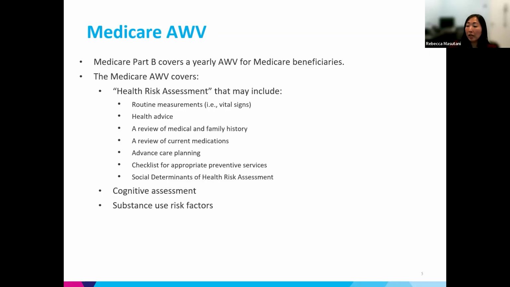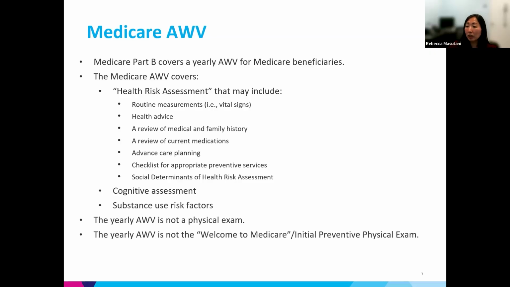And I want to also take some time to review what the Medicare Annual Wellness Visit is not. So the yearly annual wellness visit is not a physical exam, which is generally not covered by Medicare. And the yearly annual wellness visit is not the Welcome to Medicare visit that occurs within 12 months of a Medicare beneficiary's Part B enrollment. And we'll talk about this in the next slide.